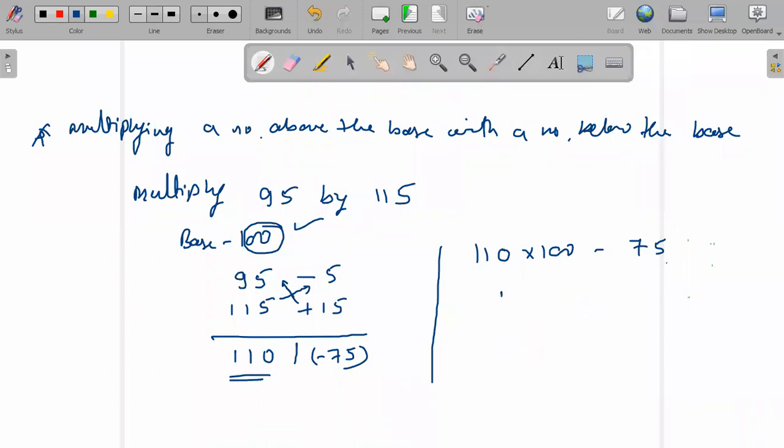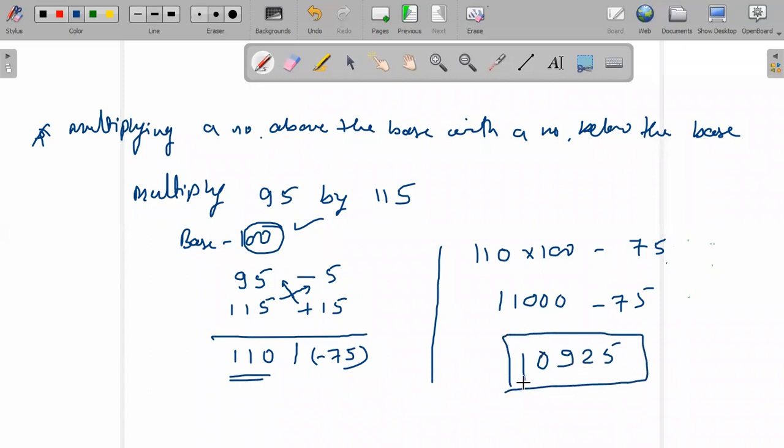11000 minus 75. So 10925. Is it okay? Subtraction: 5 will be there, 10 minus 5 is 5, 9 minus 7 is 2, and again 9 will be there, and 1 becomes 0. So 10925. This is the answer.